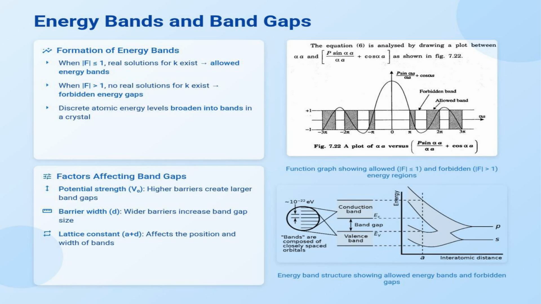When we apply these conditions to the entire repeating chain, we discover that electrons cannot have just any energy. Instead, the physics of interference allows certain energies and blocks others. The allowed energies form continuous ranges called energy bands. The blocked ranges form band gaps. This result is deeply physical. The electron waves interfere constructively at some energies, allowing propagation, and destructively at other energies, preventing propagation.